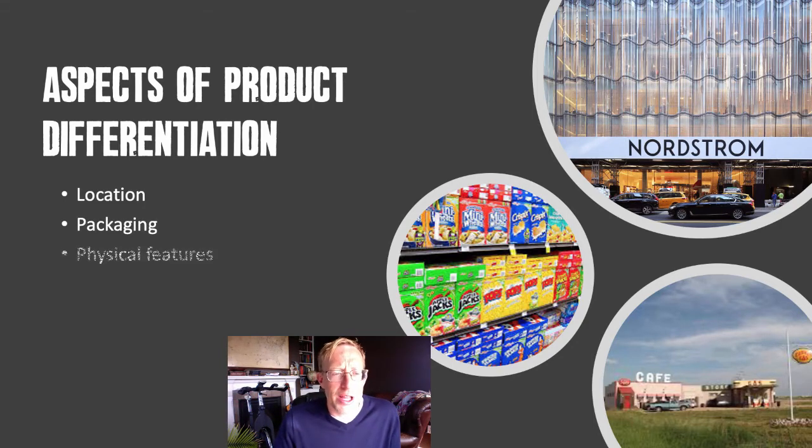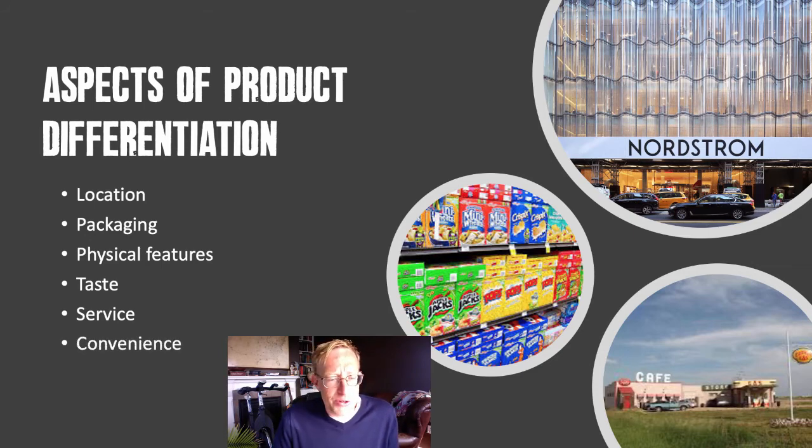Packaging, what does the product look like? The physical features of a product, people's tastes, service. So the Nordstrom department store is known far and wide for its customer service and its outstanding customer service, and that helps to differentiate it from other department stores. Things like convenience. Just walk down the cereal aisle, and you will see product differentiation on a lot of different fronts. Whether it's sweetness, whether it's crunchiness, whether it's the color of the packaging. There's lots of different ways that firms differentiate themselves.